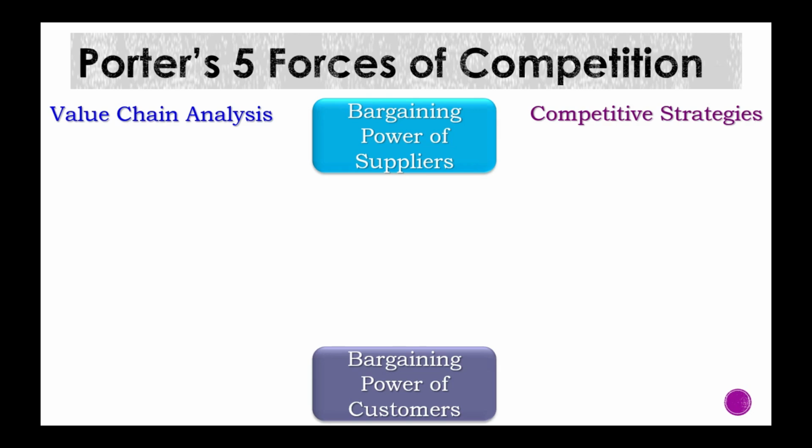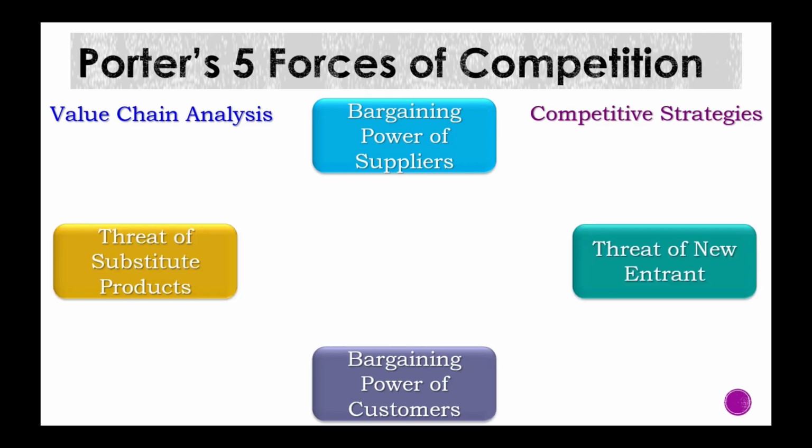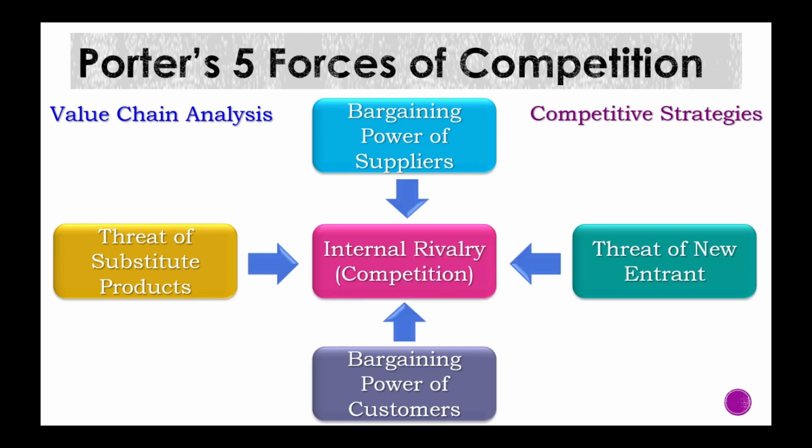the customers. On the horizontal line there is the threat of substitute products and the threat of new entrants, and all these 4 factors will result in the intensity of the competition, that is, a rise in the internal rivalry, if they are creating an unfavorable environment, and vice versa.